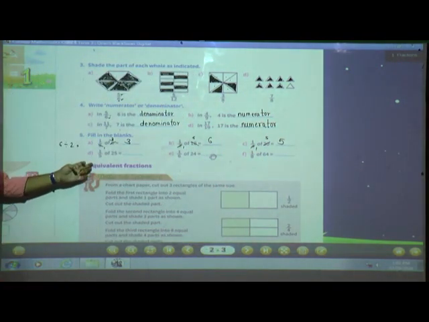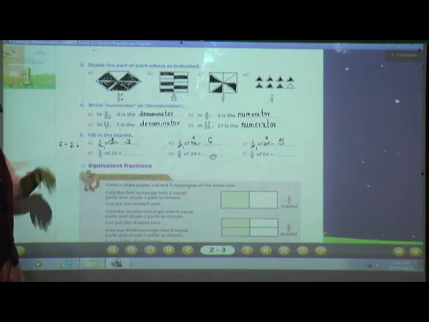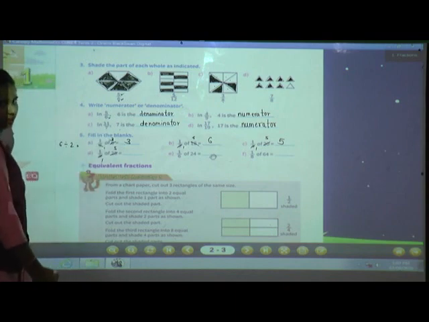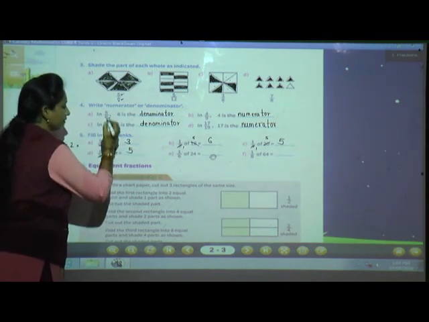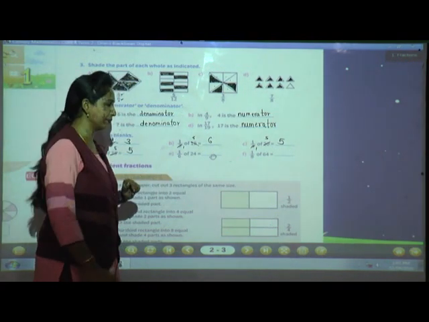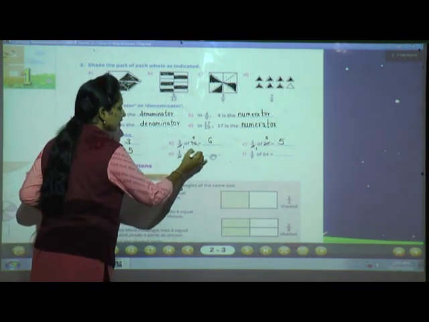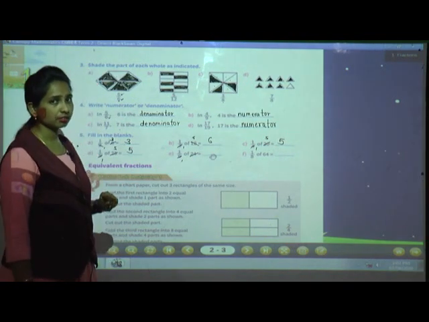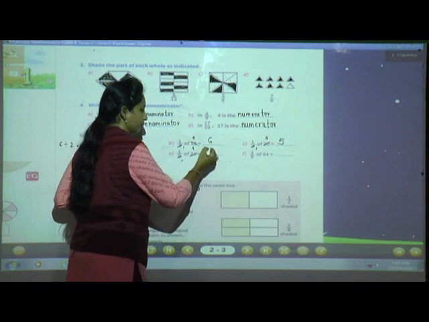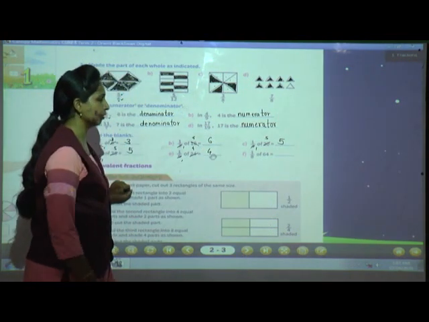5. Now the next, 1 divided by 5 of 25. Now 5 ones are 5, 5 5s are 25. So the answer is 5. Next, 1 divided by 6 of 24. 6 ones are 6. Yes. Tell me. 6 4s are 24. So the answer is 4.